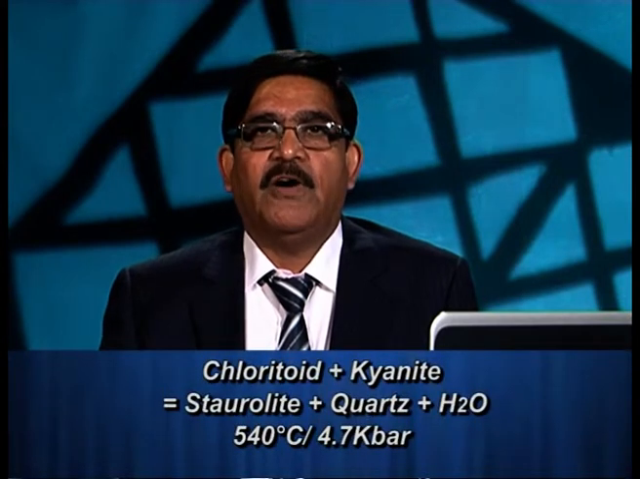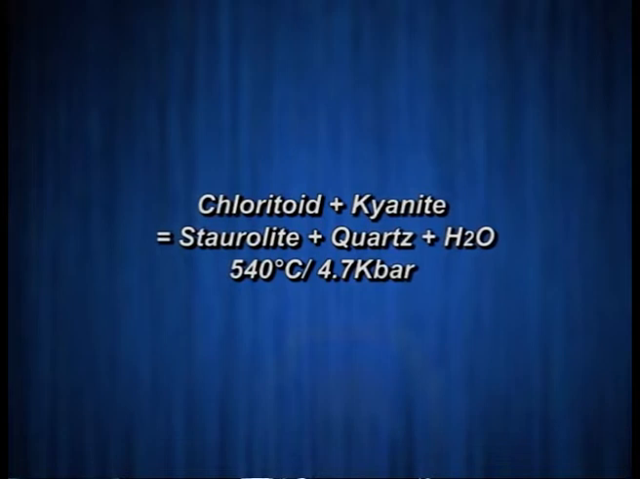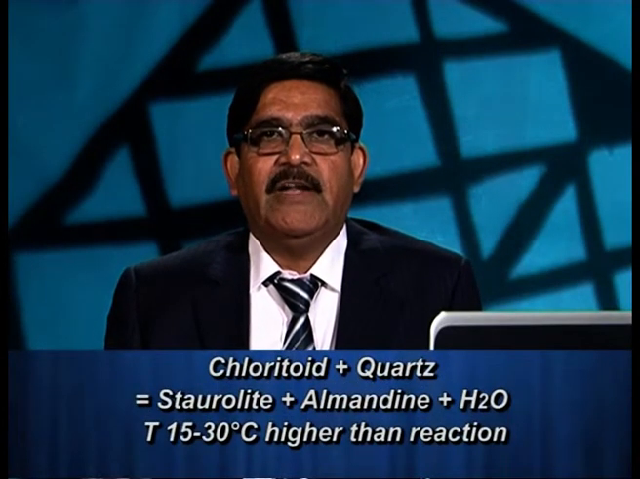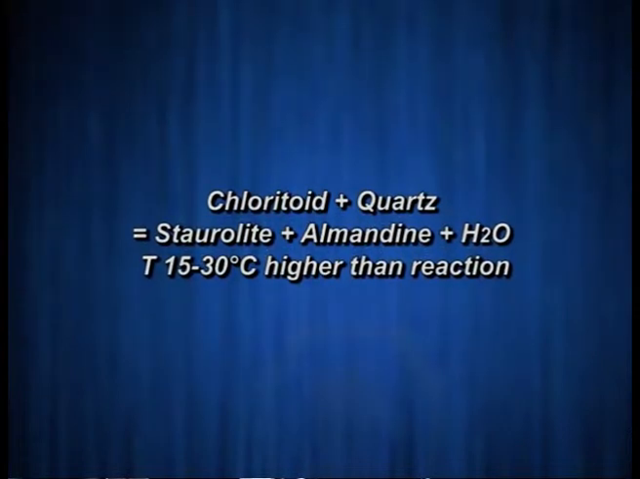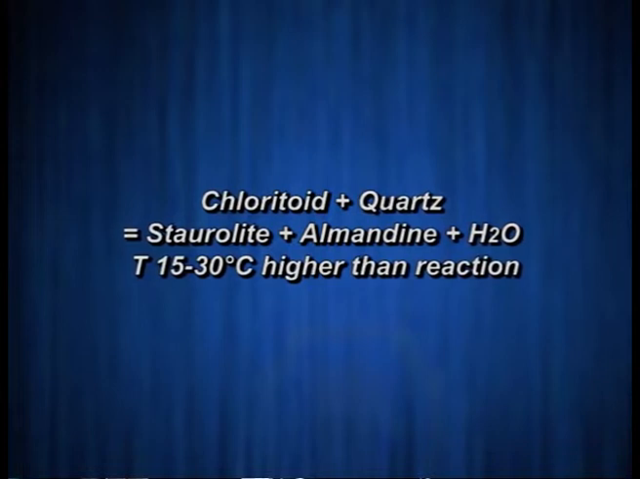The second reaction is chloritoid plus kyanite giving rise to staurolite plus quartz plus water at 540 degree centigrade, 4 kilobar, carried out by Hoschek and Richardson 1968. The third reaction is chloritoid plus quartz giving staurolite plus almandine plus water, at a temperature 15 to 30 degree centigrade higher than reactions 1 and 2, carried out by Ganguly 1969. Presence of staurolite along with kyanite is diagnostic of this facies. Staurolite appears in rocks that are richer in Al2O3 and FeO and poor in alkalis, as shown by Hoschek 1967.